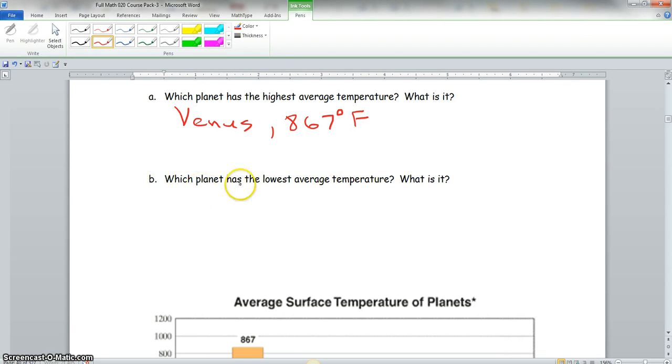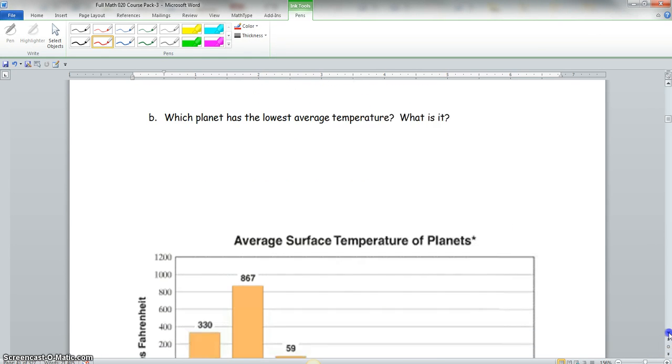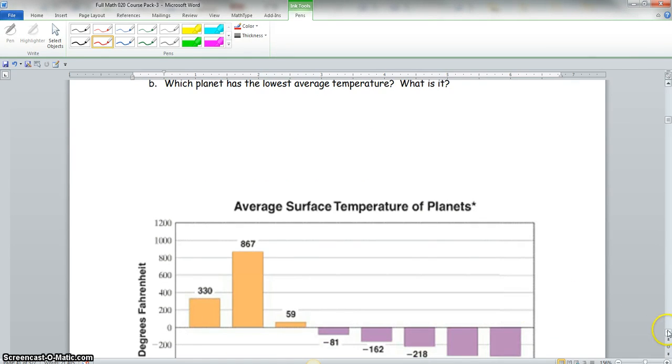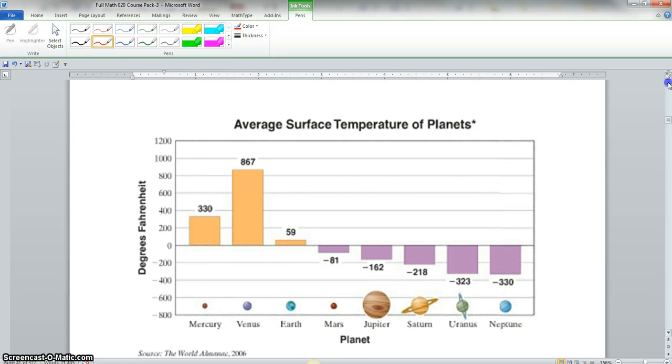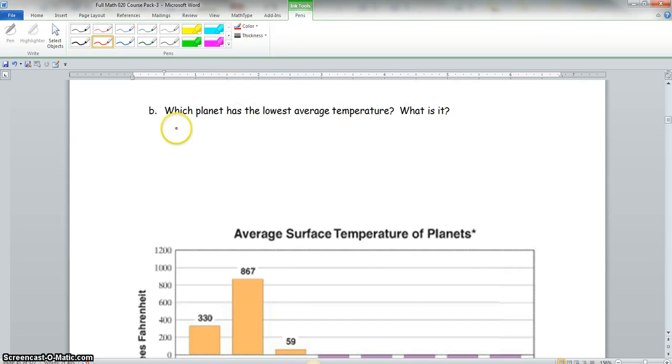Now we go to B. Which planet has the lowest average temperature? And they also want to know what it is. Okay, so the lowest average temperature would be Neptune, and it's negative 330 degrees Fahrenheit. So we add Neptune, and it's also negative 330 degrees Fahrenheit. Now that is very cold.